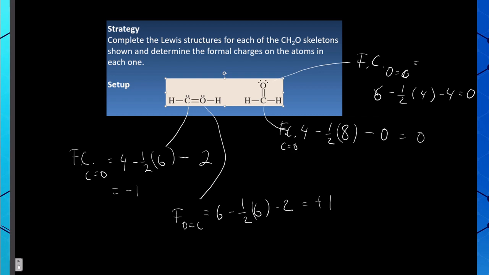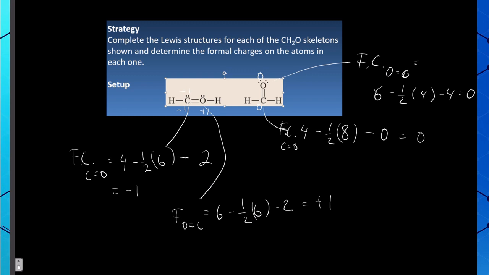So you notice right here, in this arrangement on the right, the formal charge for both of these, carbon and oxygen, is 0. For, in this case right here, it is minus 1 and plus 1. So the arrangement on the right, where the formal charges are minimized, is the correct one. The one on the left would not be plausible because the formal charges are not minimized.